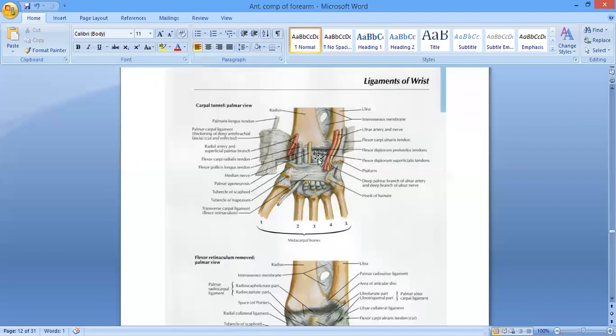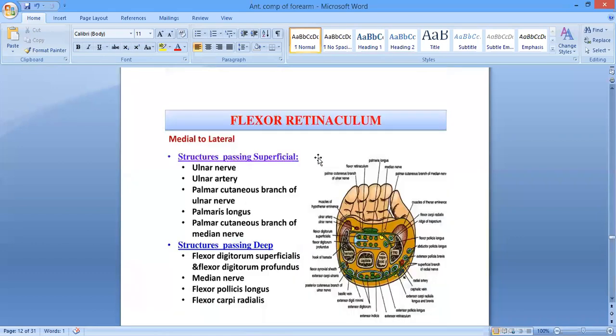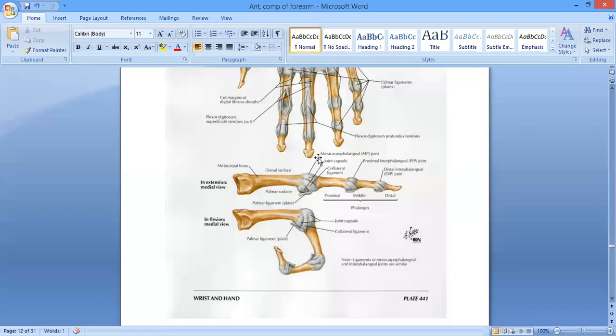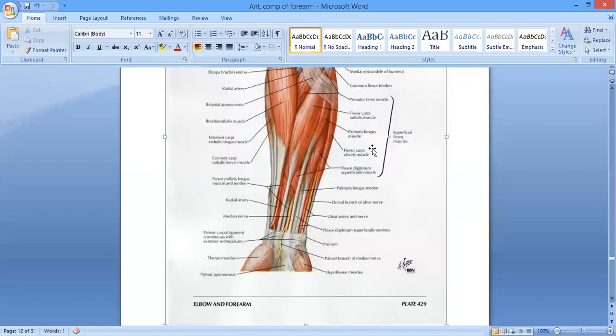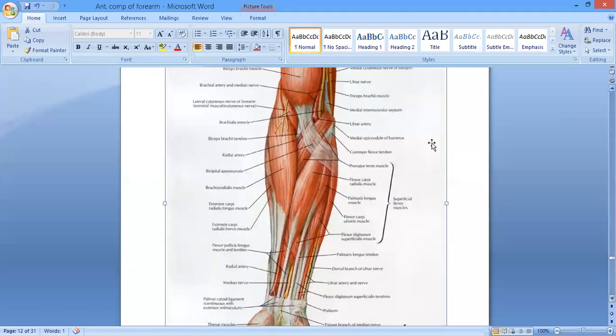Okay. Now we'll talk about the contents of the anterior compartment. Of course, after the deep fascia we will come across the muscles. In the anterior compartment, first of all we come across the muscles. So the muscles of the anterior compartment are divided into three groups: the superficial group, the intermediate group, and the deep group.